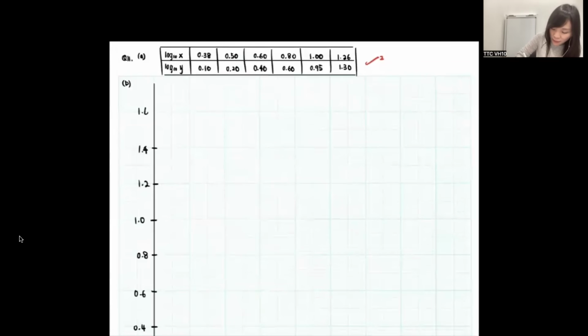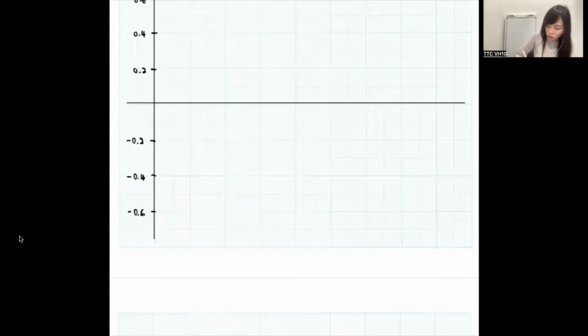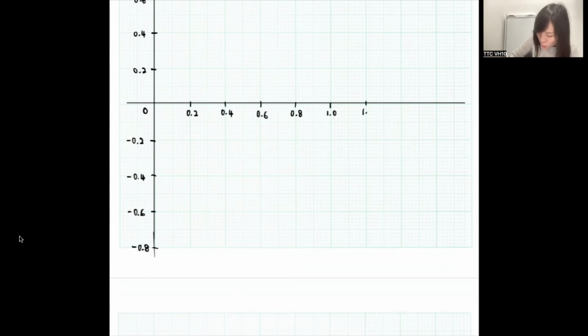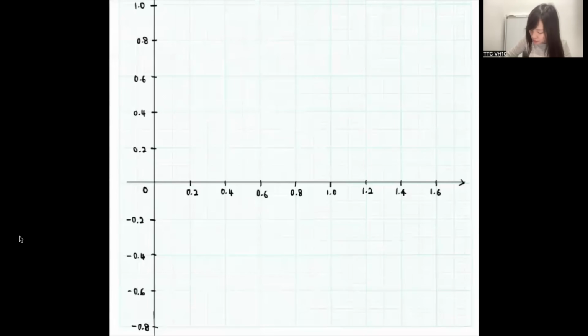So normally I'll write the maximum I can write, which for now is 1.6. So remember to write the title, log 10y. So at the bottom, even though it's not necessary, I will normally write until negative 0.8. I'll just try to maximize it, okay? And then this is the origin. For my x-axis would be the same thing, 0.2, 0.4, 0.6, 0.8, 1.0, 1.2, 1.4, 1.6. Is 1.6 enough? Yes, until 1.26, more than enough.